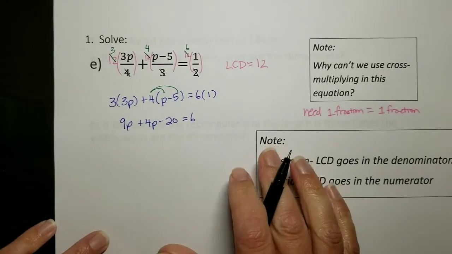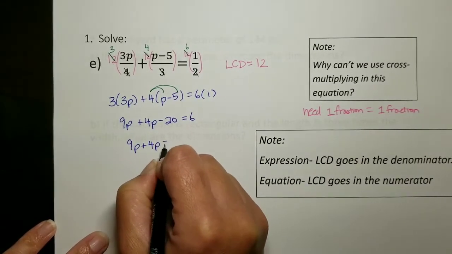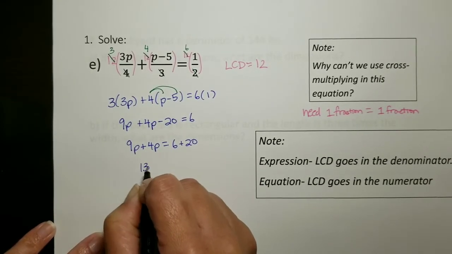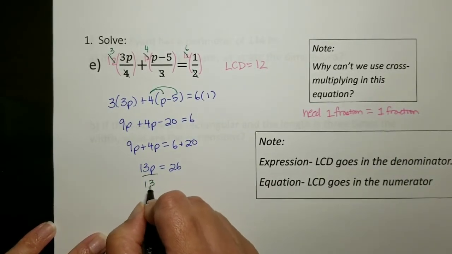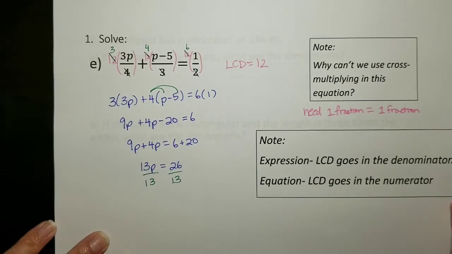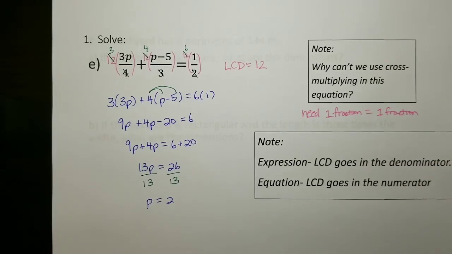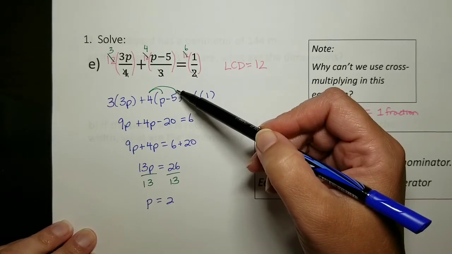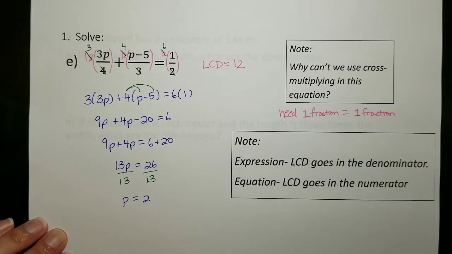So we're going to go through here. 9p plus 4p equals 6, and I'm adding 20 to both sides to move that. 13p equals 26, and then we'll divide by 13 to undo that multiplication, and we get p equals 2. So that's my final answer. The number one mistake people make in this kind is forgetting to distribute that 4. So be super, super careful if you have a binomial in the numerator. Make sure you write that extra step and remember to distribute that.